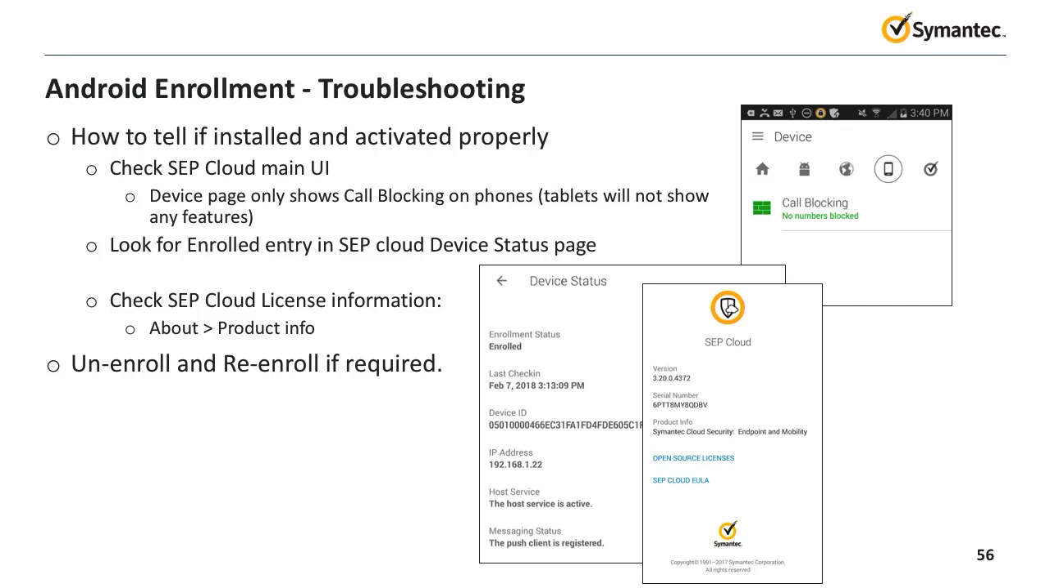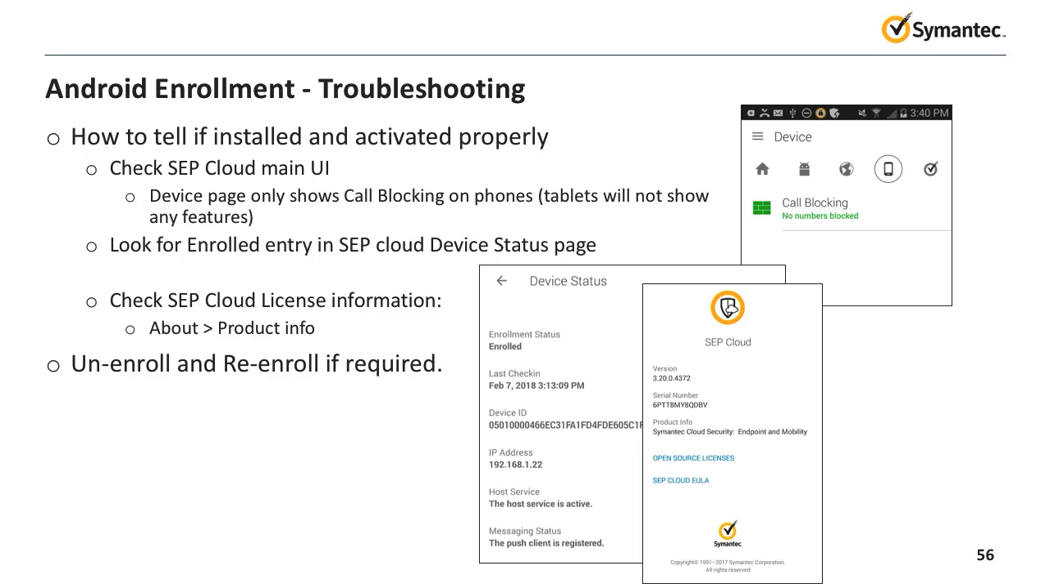Begin by checking the SEP Cloud app itself. Opening the app to the device page should reveal app feature icons indicating that it is installed and functioning. The device page only shows call blocking on phones. Tablets will not show this feature. You should also look for an enrolled entry in the SEP Cloud device status page indicating that device management has also completed.